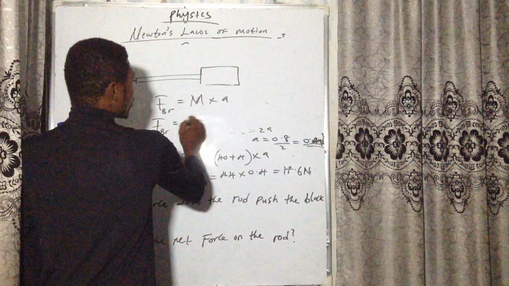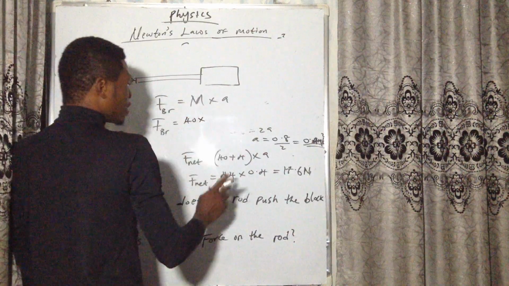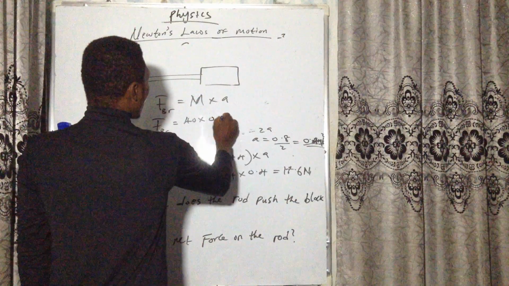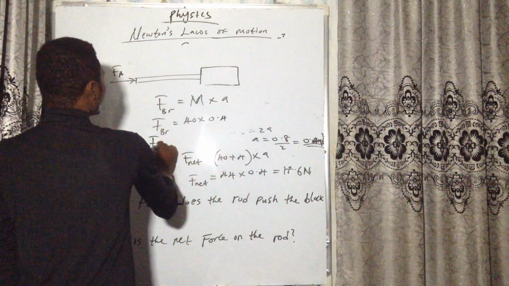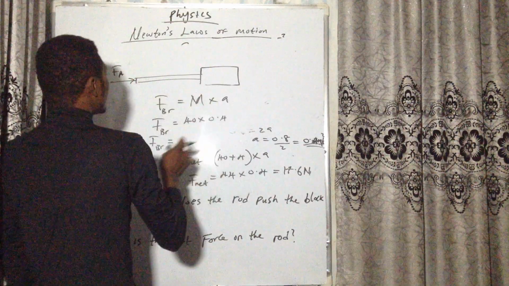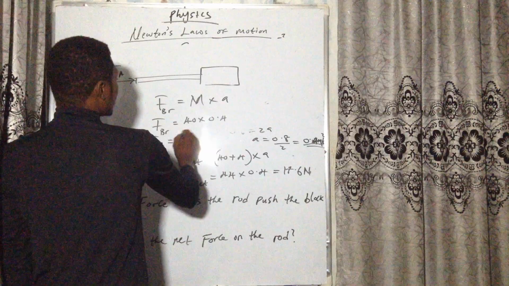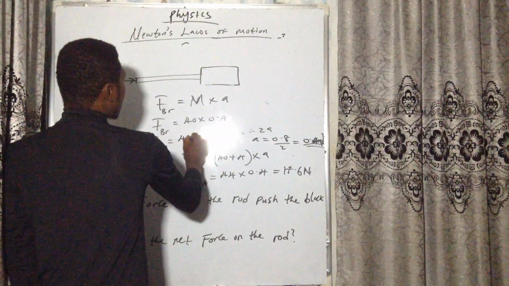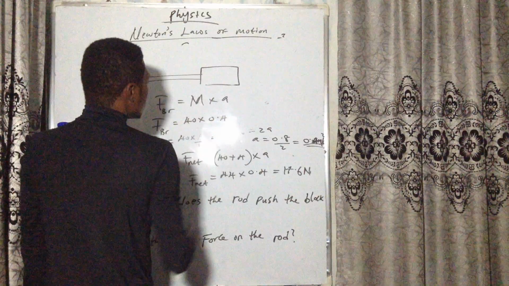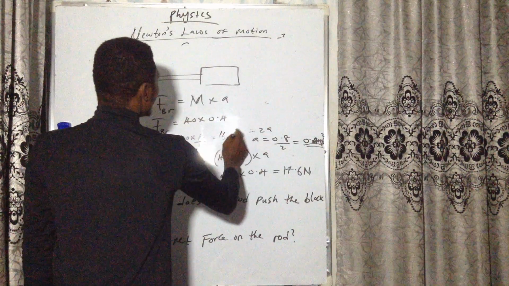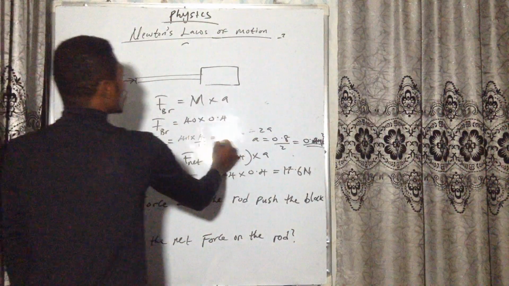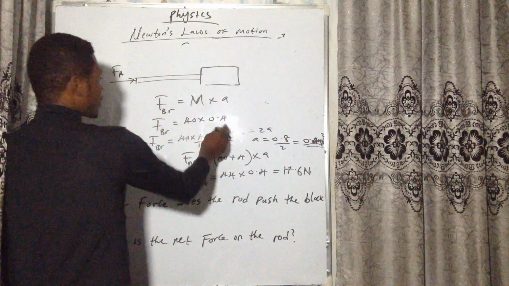So FBR is equal to what? The mass of the block is 40, remember? 40 times the acceleration, which is 0.4. FBR is equal to 40 times 0.4, which is 40 times 4 over 10. So cancel. The answer is 4 times 4, 16. That is 16 newtons. This is the answer.